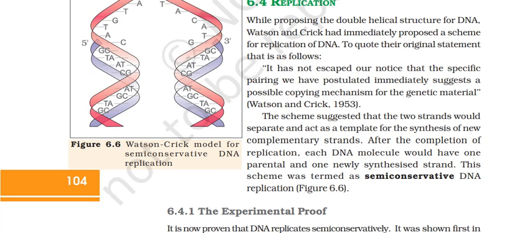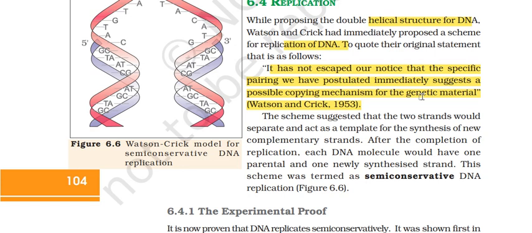Now, what is replication? While proposing the double helical structure for DNA, Watson and Crick had immediately proposed a scheme for replication of DNA. To quote their original statement, "It has not escaped our notice that the specific pairing we have postulated immediately suggests a possible copying mechanism for the genetic material." This is what Watson and Crick said. उन्होंने बोला, हमें समझ आ गई है भाई, दो strands हैं, और उनके बीच में base pairing है, यानी there is a copying mechanism जिसको हम आगे पढ़ने वाले हैं.